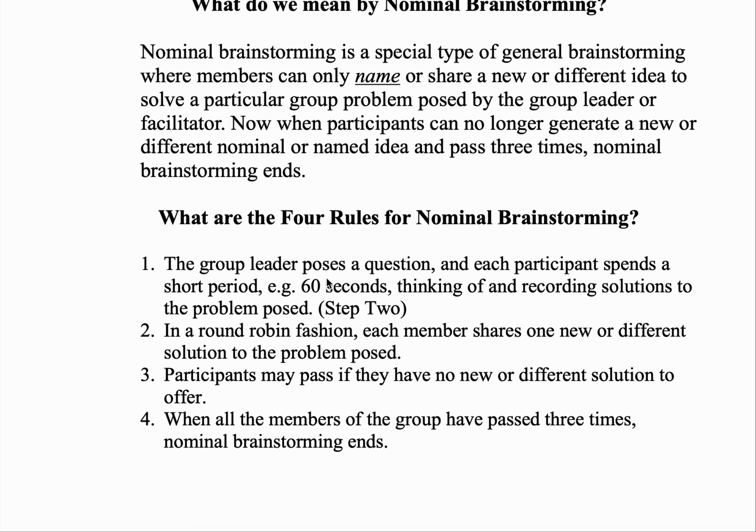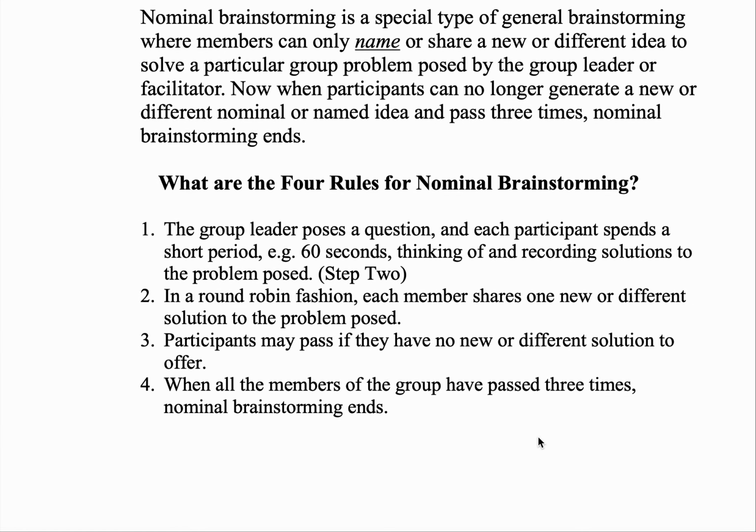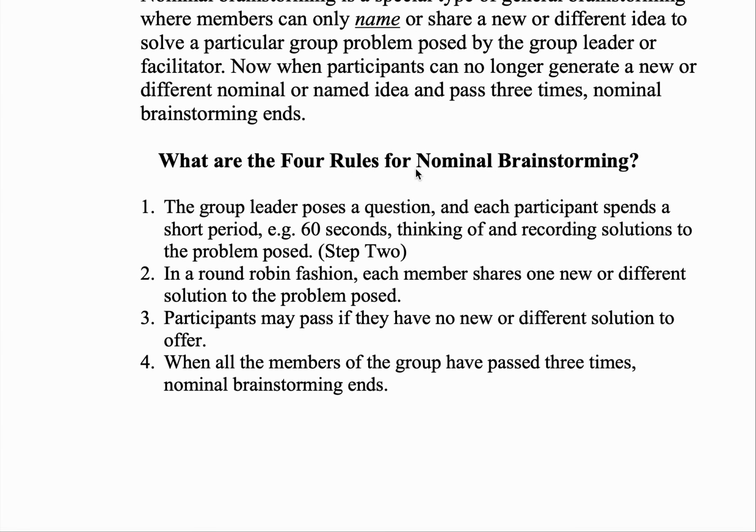The first rule is the group leader poses a question, and each participant spends a short period of time, let's say 60 seconds, thinking of and recording solutions to that problem posed. That'll be step 2 in the steps for brainstorming, which I'll show you in a moment. Then, in round robin fashion, each member shares one new or different solution to the problem posed. Rule 3, participants may pass if they have no new or different solution to offer. And in Rule 4, when all members of the group have passed 3 times, nominal brainstorming ends. So those are the 4 rules for nominal brainstorming.